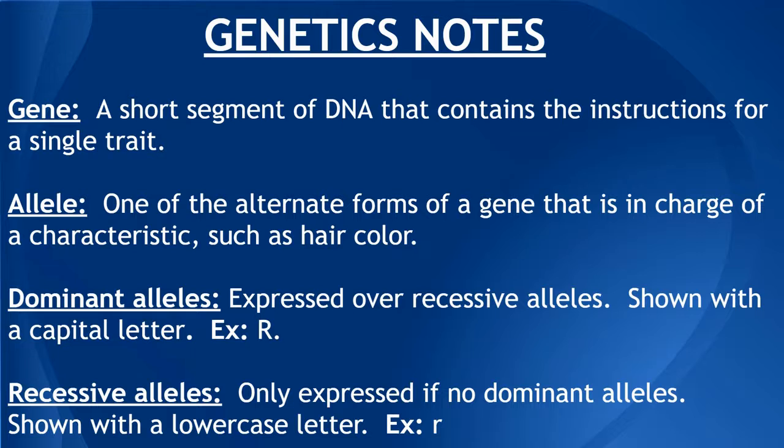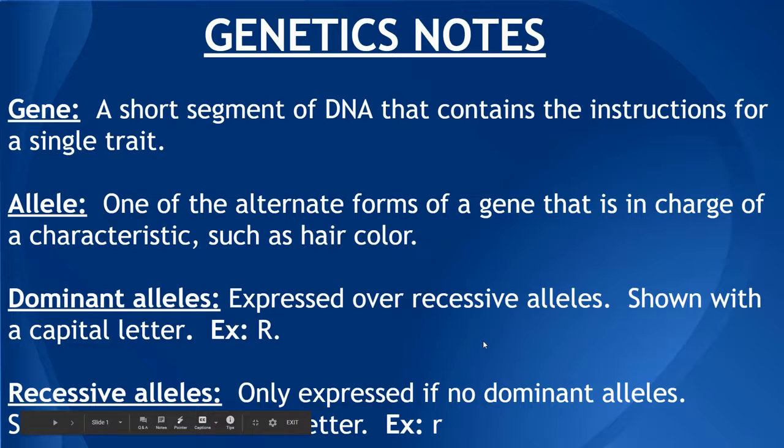Dominant alleles are expressed over recessive alleles, and they're shown with a capital letter. So, for example, we've got what I'll call a big R down here. R. All right? That's a dominant allele. They're the ones that are going to show through. If you think about the word recessive, if something's recessed back in English, that kind of means that it's hidden. So recessive alleles are only expressed if there are no dominant alleles. And they're shown with a lowercase letter. So for example, the little r that you're seeing over here.